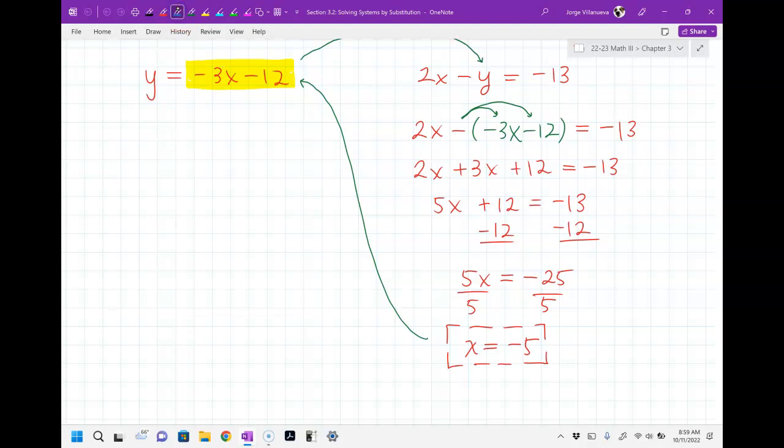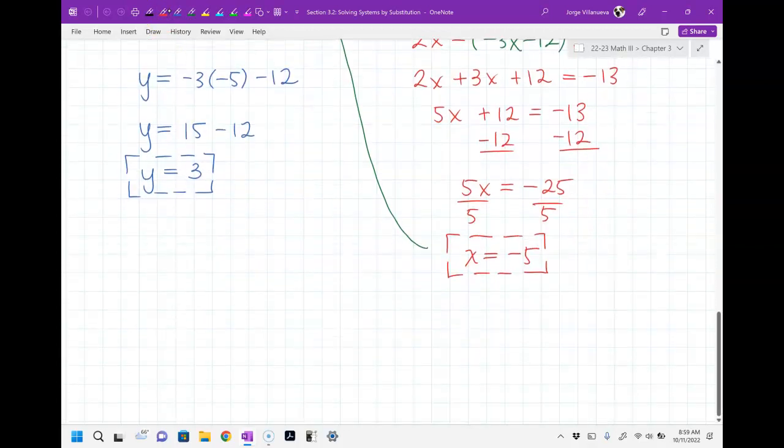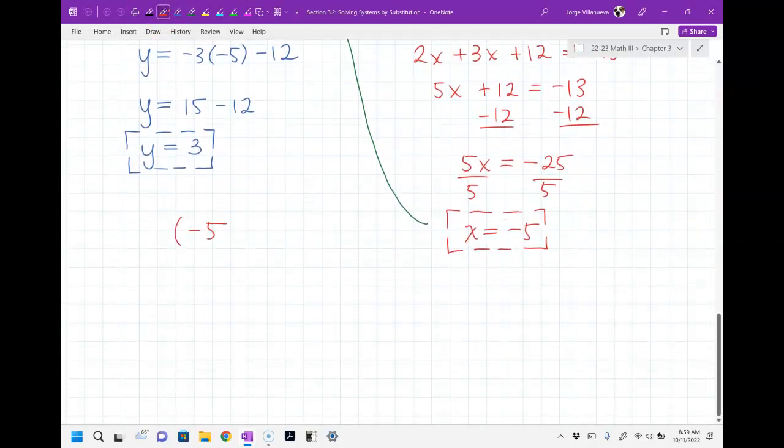So I'm going to plug in the negative 5 where the x is, okay? So again, I'm changing color here. Y equals negative 3 times negative 5 minus 12. Negative 3 times negative 5 is a positive 15. And 15 minus 12 is 3. Again, my answers are correct, but they're not in the correct format. I need a point. So my point will be negative 5, comma 3.